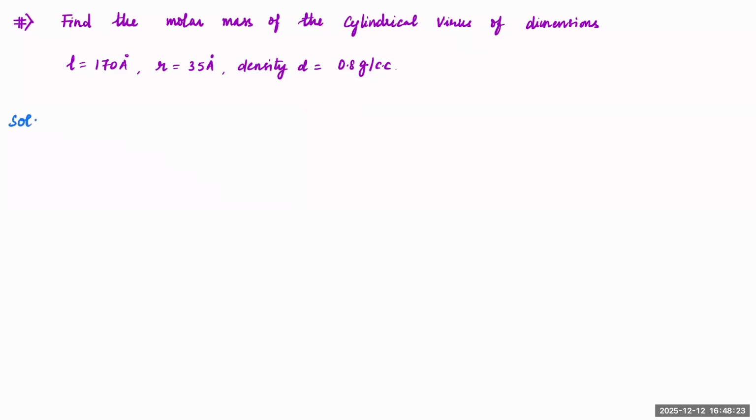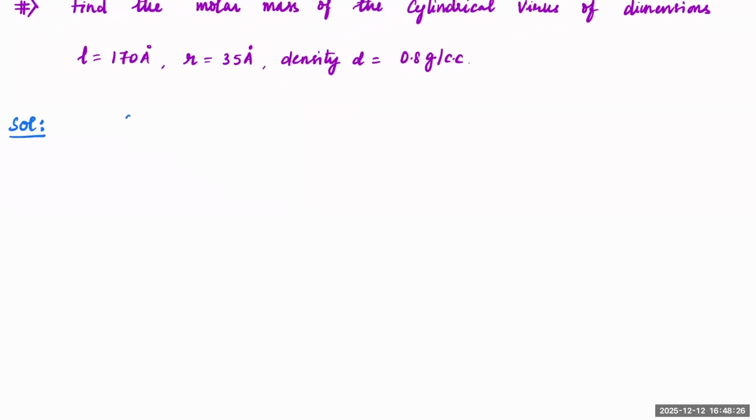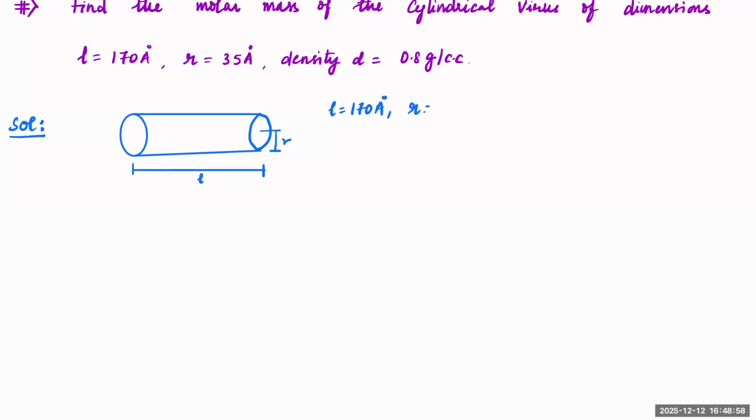So how can we solve? First, I'm sure you do understand that cylindrical means cylinder, right? So this is the cylindrical form here. Now here, this will be the radius part, and this is the length part. And length is given as 170 Armstrongs, and radius is given as 35 Armstrong unit.